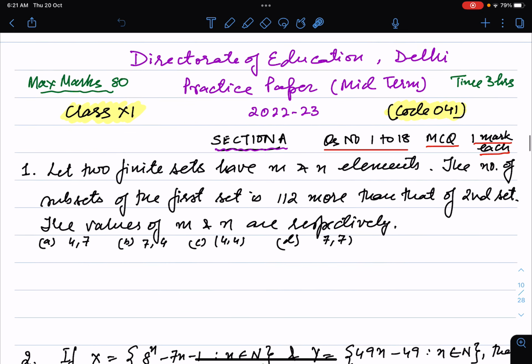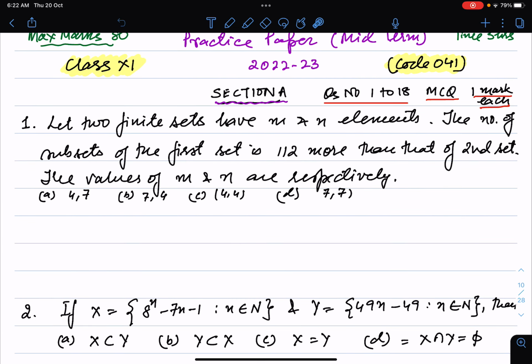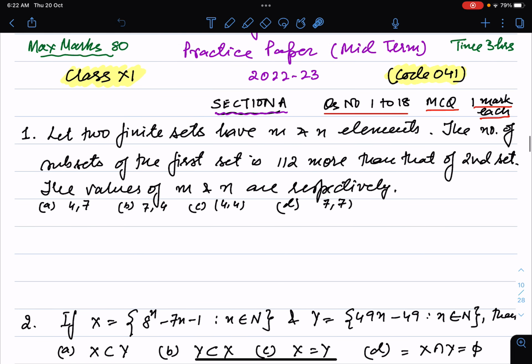The chapters on which this practice paper of midterm has been made are sets, relations and functions, trigonometry, complex numbers, permutations and combinations, and linear inequalities. As you all know, this year the mathematical induction chapter has been deleted, so the first 6 chapters are included in this practice paper. Let's start without wasting any time.